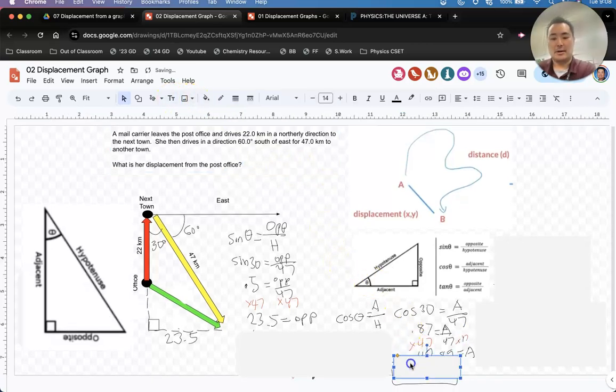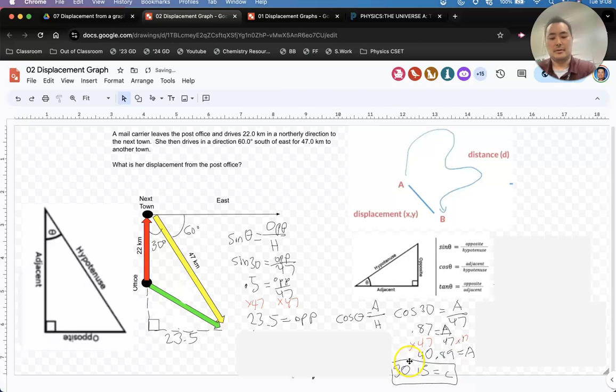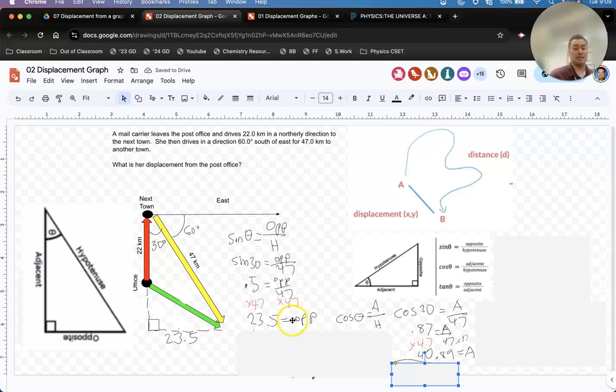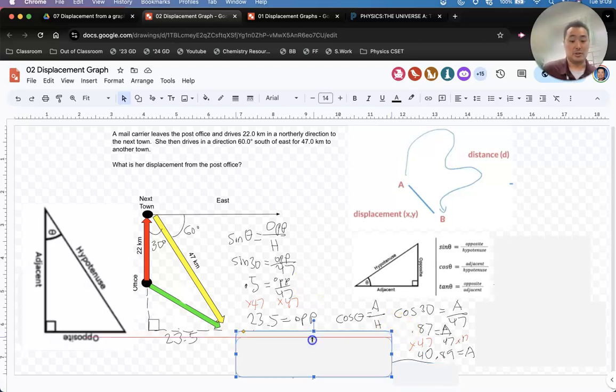So that is our 40.89 is our adjacent. But that's the total length of this side, the red plus the dotted line. We want just the dotted line. So we're going to subtract 40.89 minus 22.